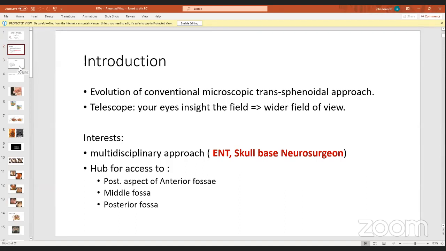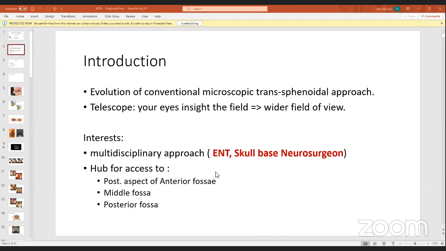So the transcranial approach is not something new, but the introduction of the telescope is quite new, especially during the last 2 decades, where the endoscope gave us a bigger view of what we are going to do compared to the microscopic approach. With the endoscope, you have a wider panoramic view that will make you more comfortable to work and to have access to the sellar and all the regions. For us, an interest for this presentation is that this approach is commonly used by both ENTs and skull-base neurosurgeons.